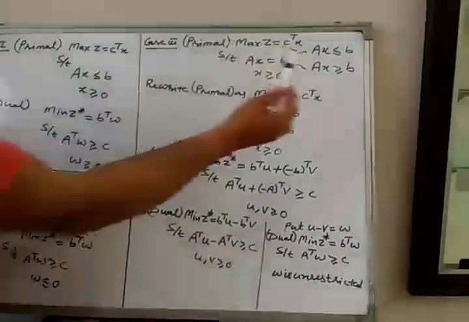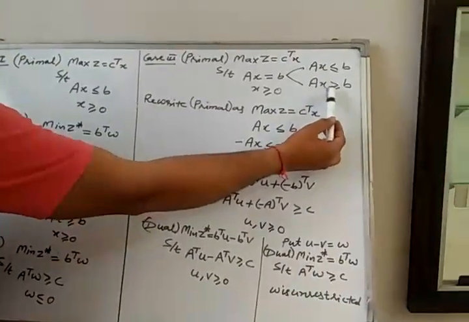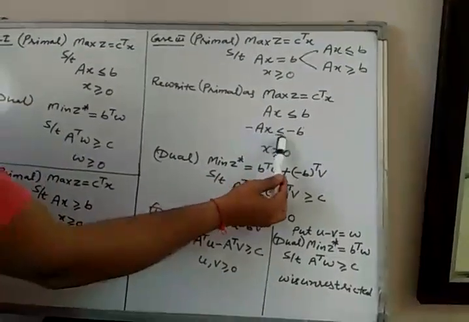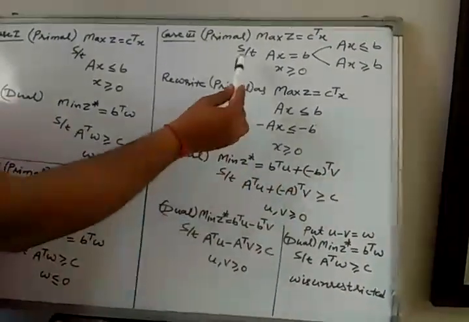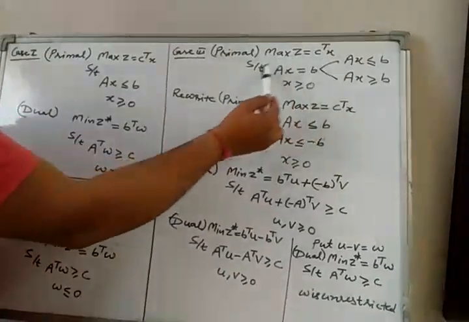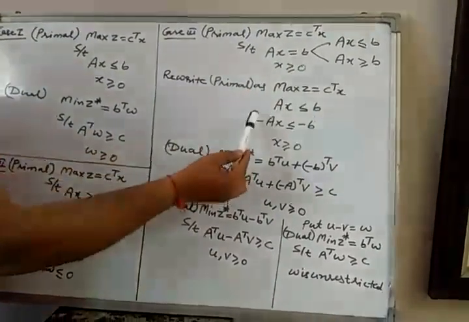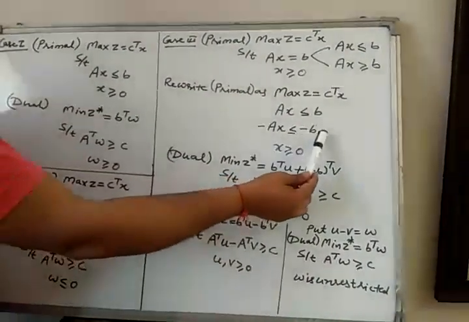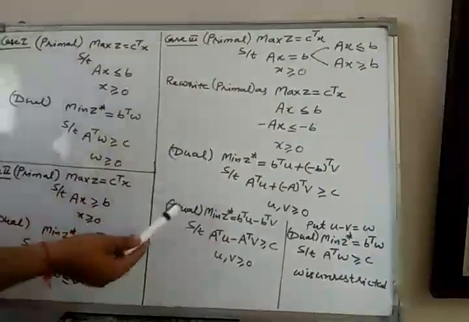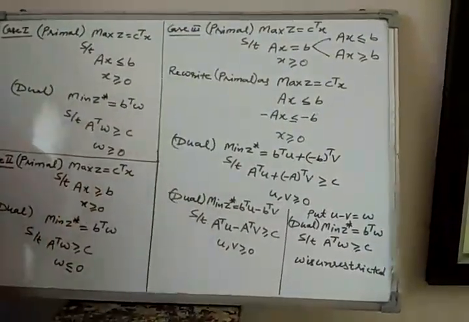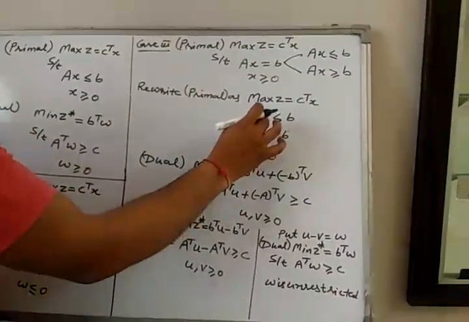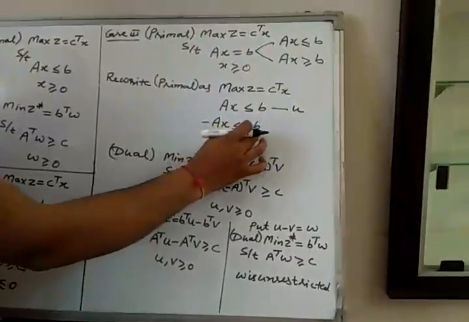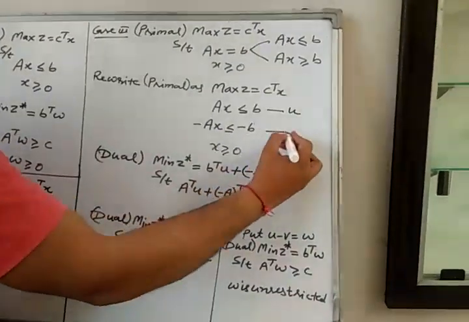Now we multiply this second type of constraint by a negative sign, then it becomes minus ax less than or equal to minus b. That means we rewrite the constraint ax equal to b in this form: ax less than or equal to b and minus ax less than or equal to minus b. Now we rewrite its dual. Corresponding to the first type of constraint we take dual variable u, and corresponding to the second type we take dual variable v.